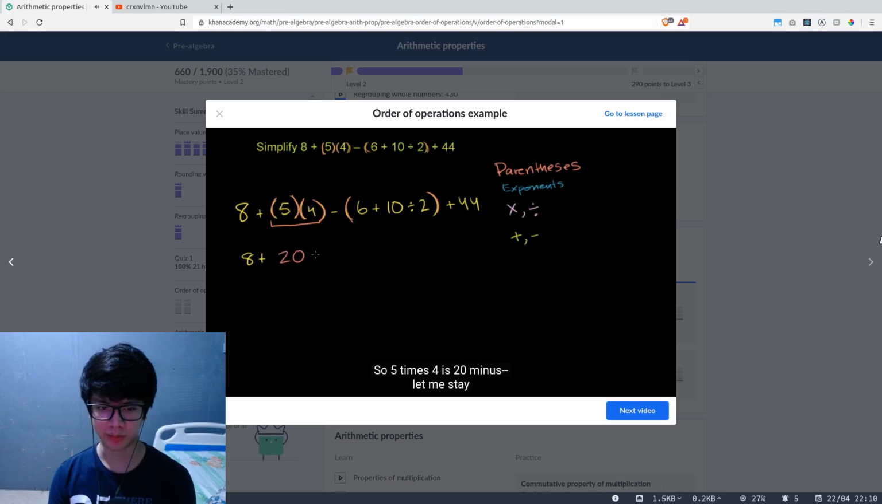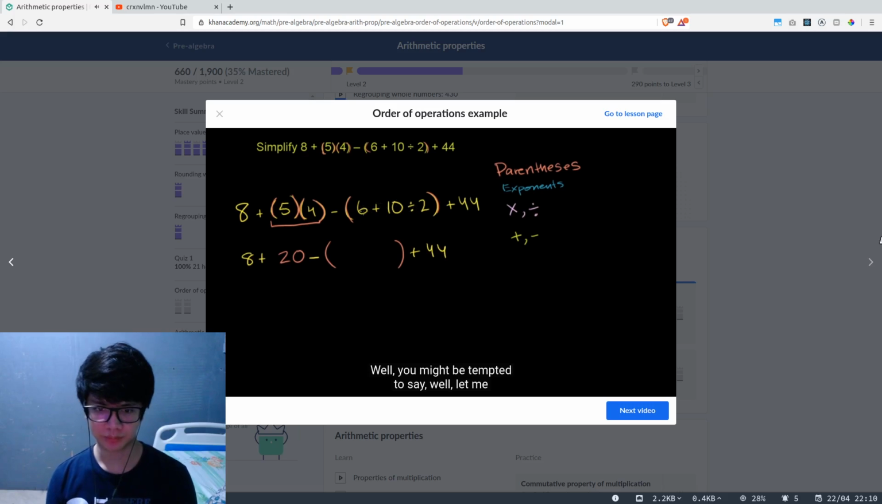is 20. Minus, and let me stay consistent with the colors, minus, and let me write the next parenthesis right there. And then inside of it, we'd evaluate this first. So let me close the parenthesis right there. And then we have plus 44. So what does this thing inside the parentheses evaluate to?